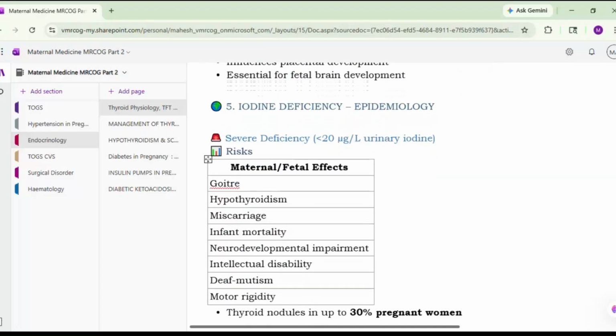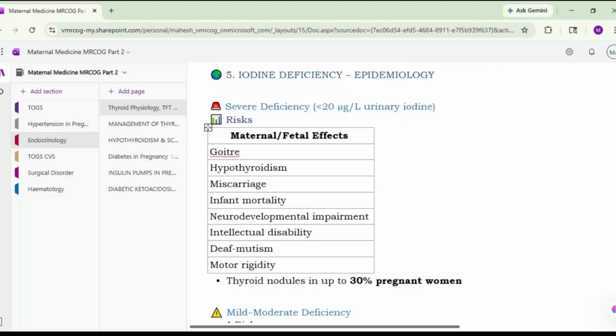Now, what happens in iodine deficiency? Okay, if there is a severe iodine deficiency, now how is this iodine deficiency measured? It is measured by urinary iodine levels. Okay, so by definition, if the level is less than 20 microgram per liter, we call it a severe deficiency. Actually this screening is not done, but when we talk about severe iodine deficiency, this is the unit which is used, that is, a urinary iodine level less than 20 microgram per liter.